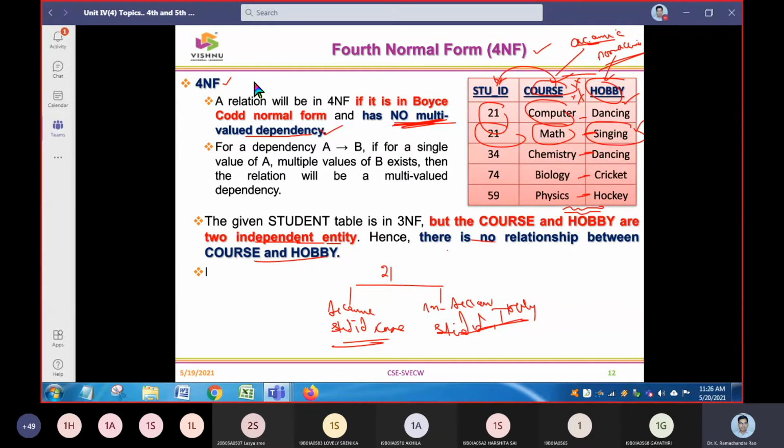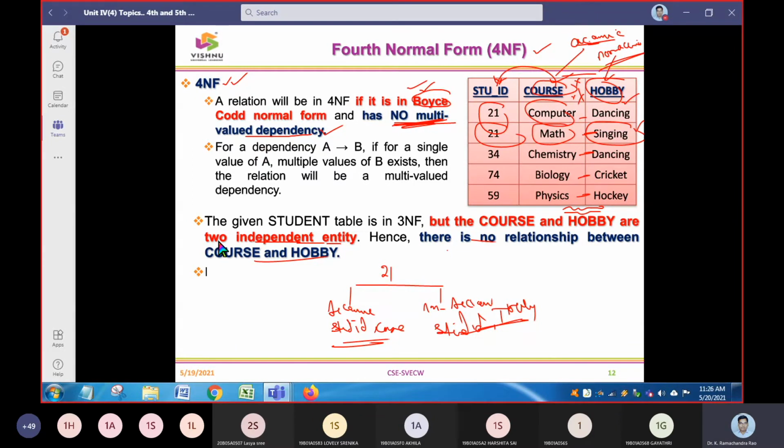So in a table, if there is no multi-valued dependency, then we say it is in fourth normal form. And one more thing, it should be in Boyce-Codd normal form. If I want to say it is in fourth normal form, the primary condition is that it should meet Boyce-Codd normal form. If it is in second normal form, it must be in first normal form. If it is in third normal form, it should be in second normal form. If it is in Boyce-Codd normal form, it should be in third normal form. Now, if it is in fourth normal form, it should be in Boyce-Codd normal form. See, it is totally a hierarchical relationship.